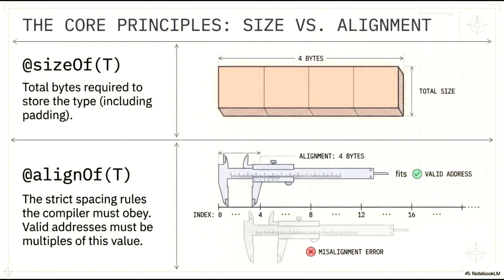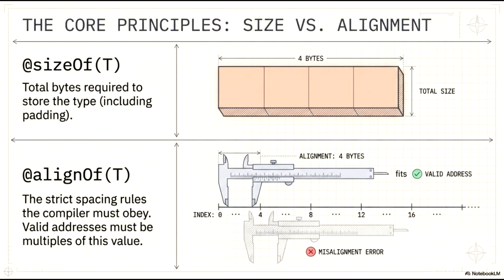Next, we have @alignOf(T). Alignment represents the strict geometric constraints the compiler must respect. It specifies that any instance of a type must reside at a memory address that is a multiple of its alignment value. For a type with a 4-byte alignment, valid starting addresses are 0, 4, 8, 12, and 16.